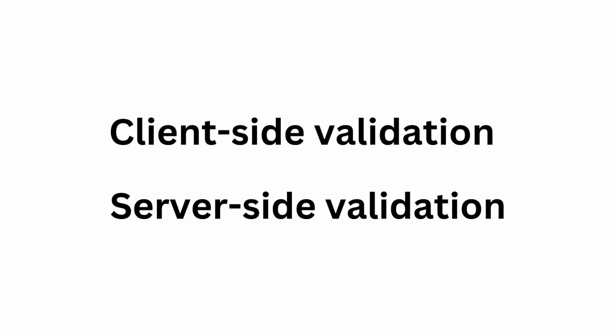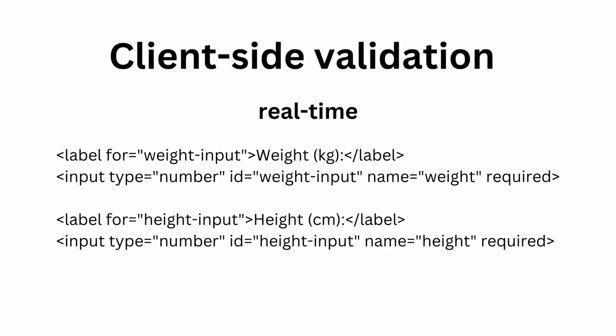Client-side validation checks for errors in real time, as soon as the user types in the data. This is done using JavaScript or the web browser, which instantly provides feedback to the user. For example, you can use the number input type to ensure that users only enter numerical values for their weight and height. If they enter a non-numeric value, the web browser will display an error message telling them that the input is invalid.